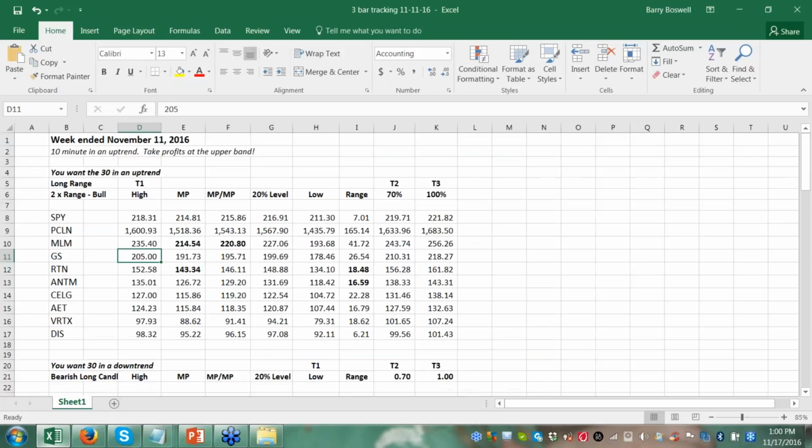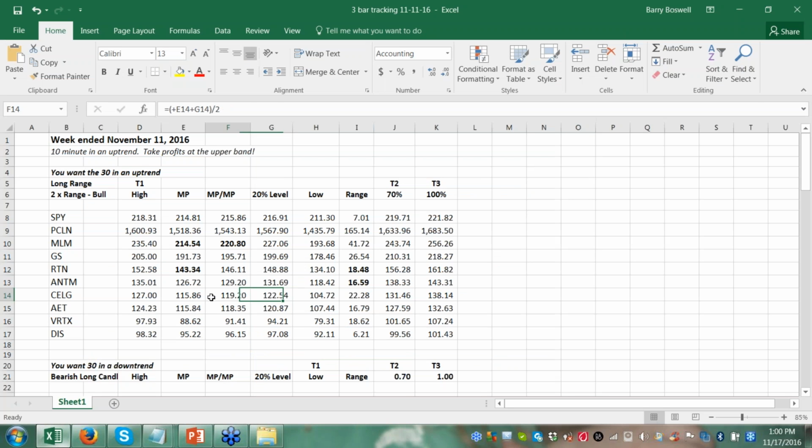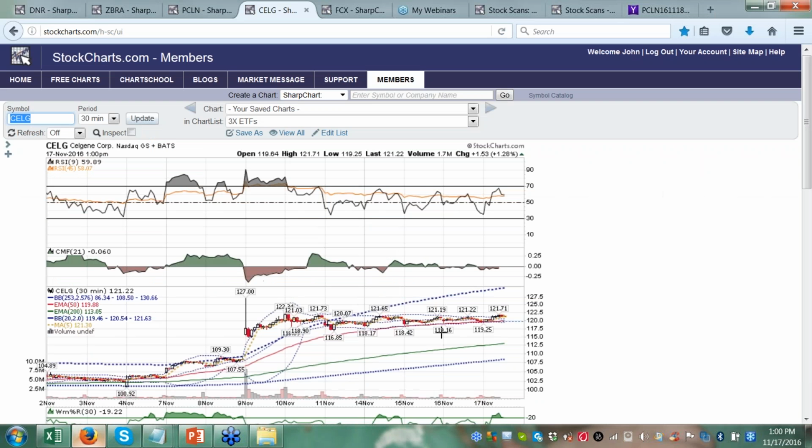Was Celgene on our list? Oh, it was. 20% level was 122. We hit a low here of 118.75. Kind of just flatlined. Not a lot of movement here.